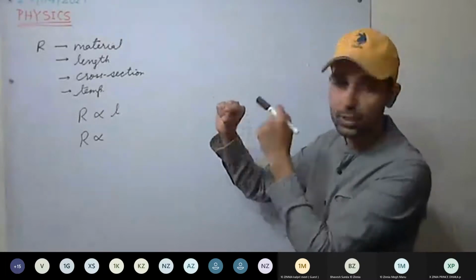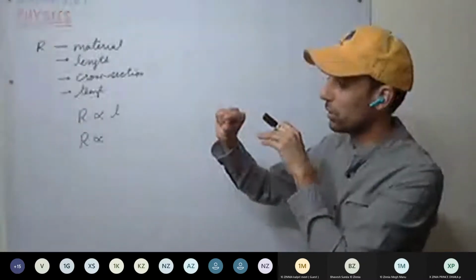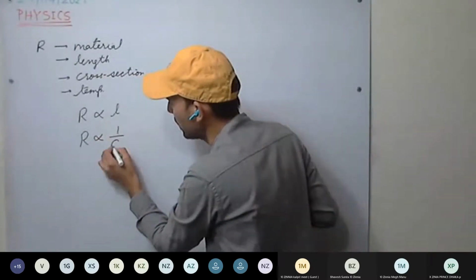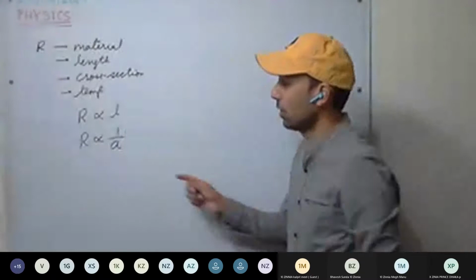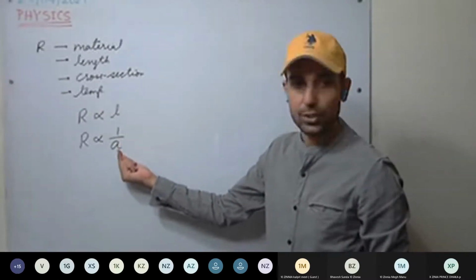The thinner it is, the less space for electrons to move, so more collisions will be there. So the area of cross section is less. So resistance is inversely proportional to area of cross section.